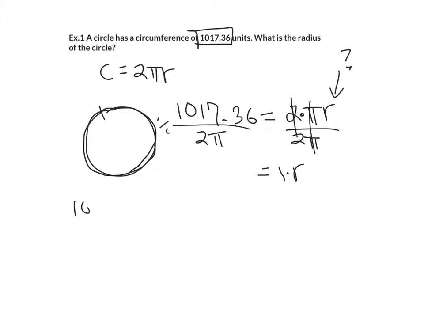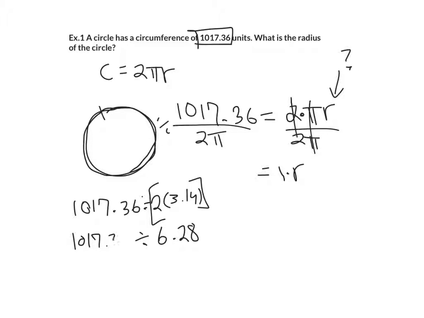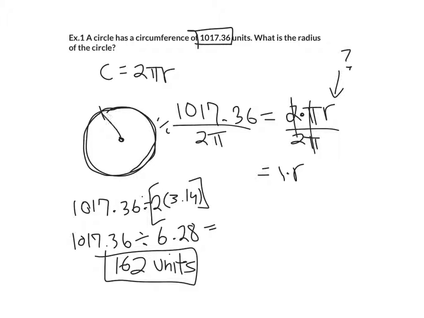If you were to divide this using a calculator, you'd get 1017.36 divided by 2 times pi. You could use 3.14. Okay, so divided by this value right there. So 2 times 3.14 is 6.28. Okay, so that's what we're really dividing by, 1017.36 divided by 6.28. And that's going to give you a final value of 162 units. Okay, so our radius from the center of the circle to the edge is 162 units.